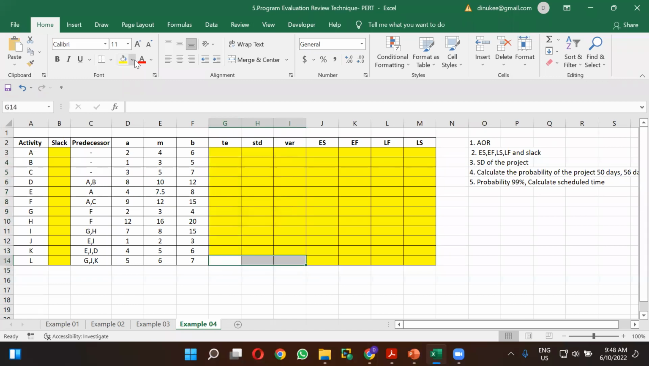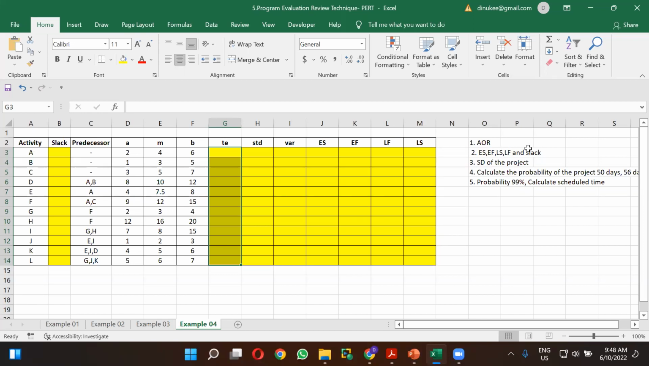So first of all, for example number 4, you have to draw the activity on arrow approach, right? I think you can now draw the activity on arrow approach easily. After drawing it, you have to calculate the expected time for each of these activities, and after that you can find out early start, early finish, late start, late finish, as well as slack.